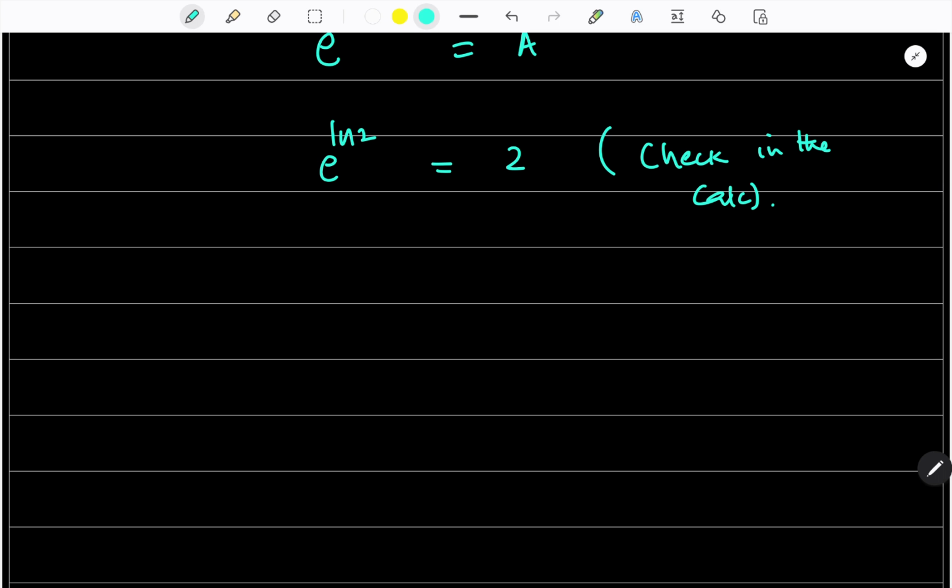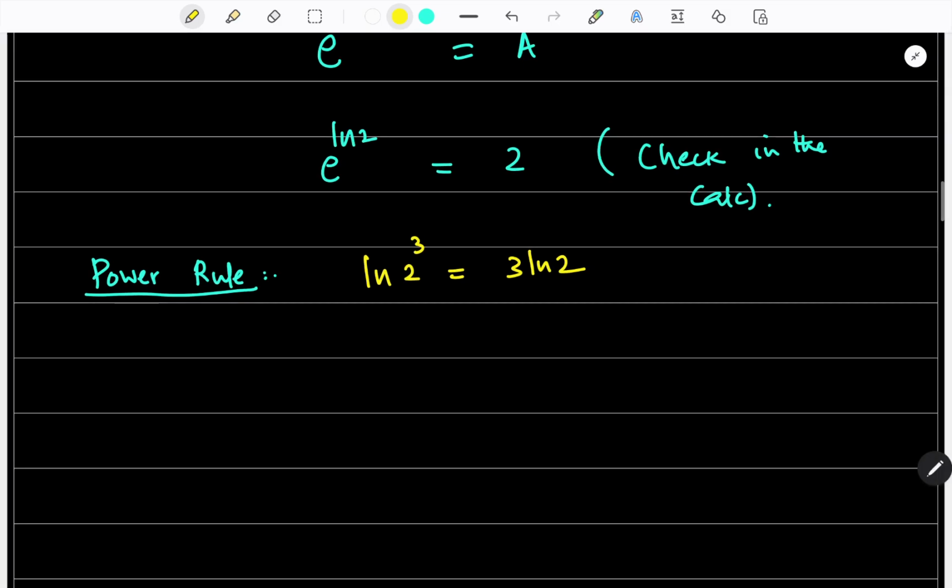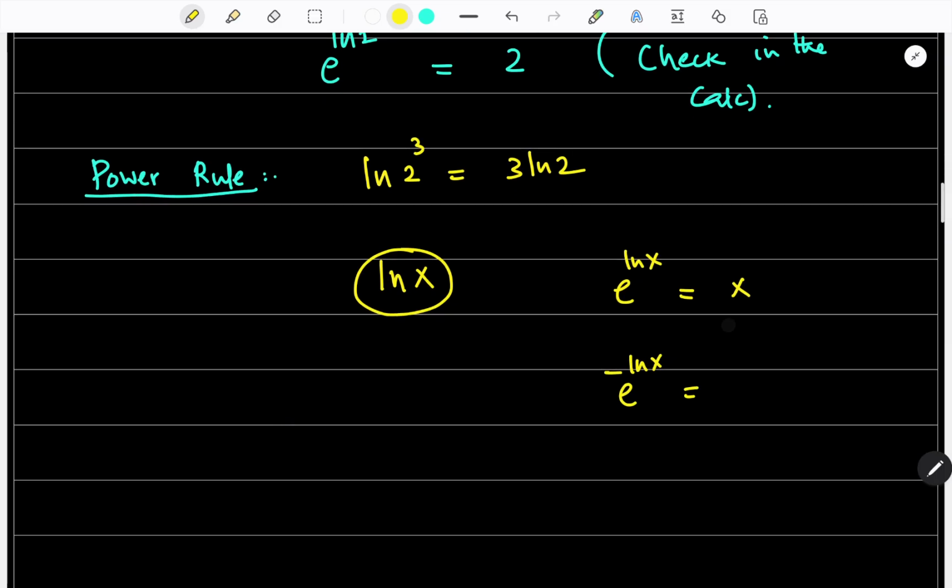And also I need to tell you one more rule from the logarithm, which is the power rule. So what is the power rule? Suppose you have ln 2 to the power of 3, you can write it as 3 ln 2. Okay, so keep it in your mind. So let me use the same power rule for the expressions here. If you have e power ln x, it will be x. But suppose you have e power minus ln x, how can you write it? You cannot write it as minus x.